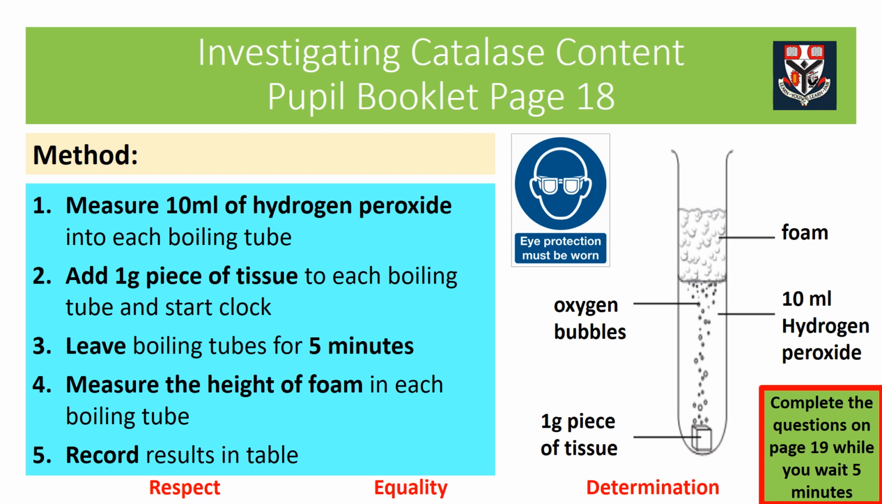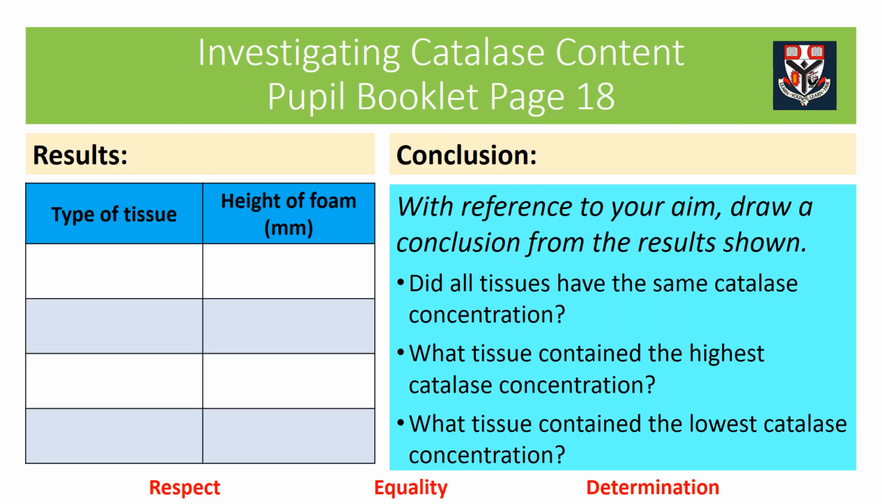On page 18, you have instructions and a method for carrying out this investigation. You need to leave the tissue for 5 minutes, and at the end of the 5 minutes, you measure the height of foam. On page 18 of your pupil booklet, there is room for you to complete a results table, identifying the type of tissue you used and recording the height of foam that was produced as a result of the reaction.